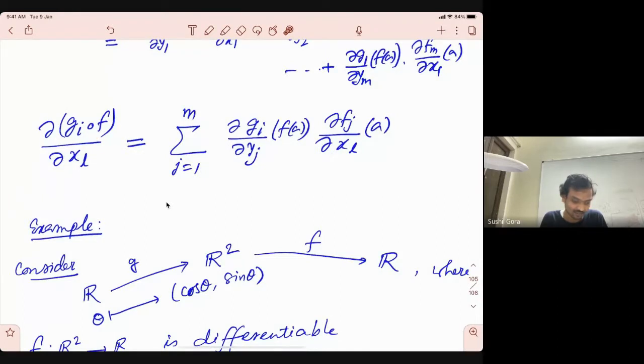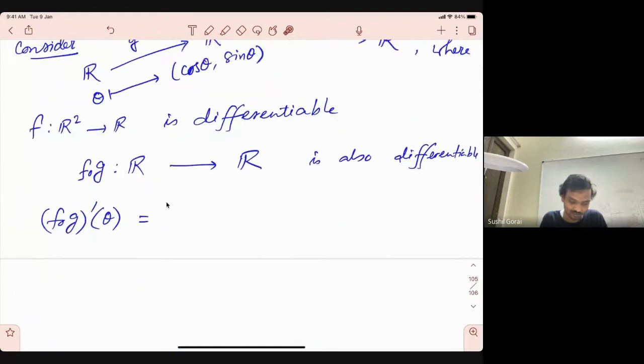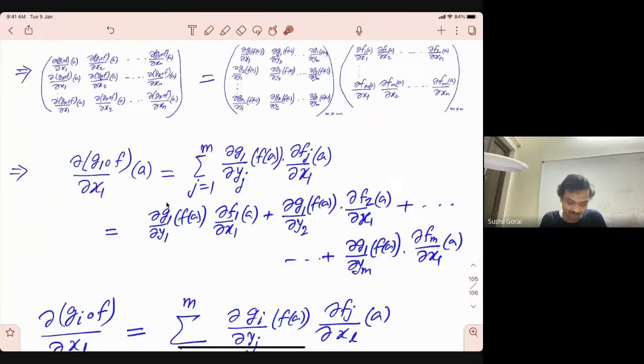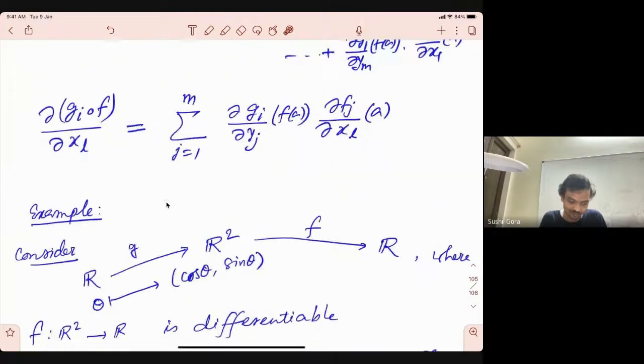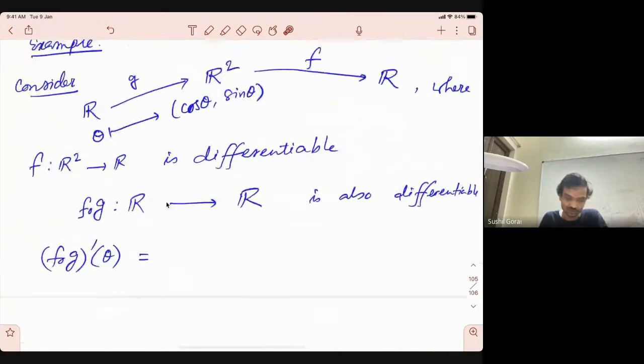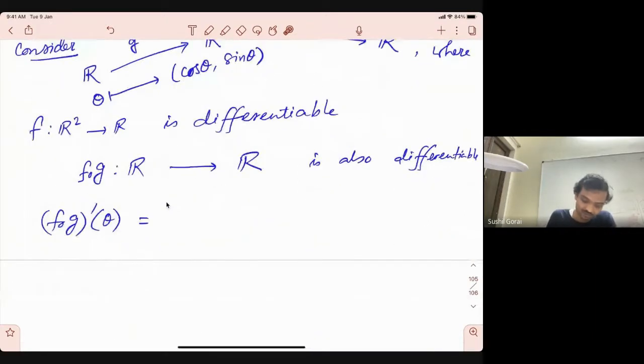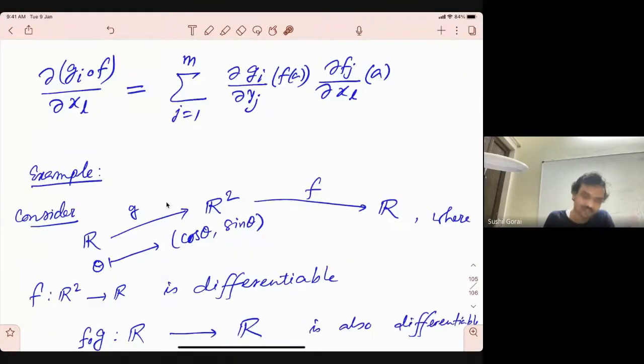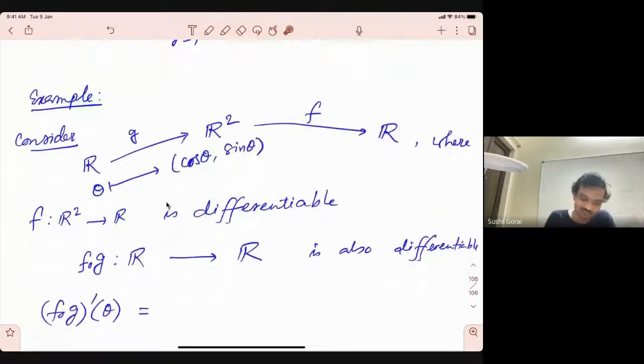So here what we need to do? See, we have f compose g. Here we had g compose f. So in place of here it will be f and here g. So g has two components. What you need to do is get habituated to using this formula directly. Of course, you can do the matrix multiplication and do it.